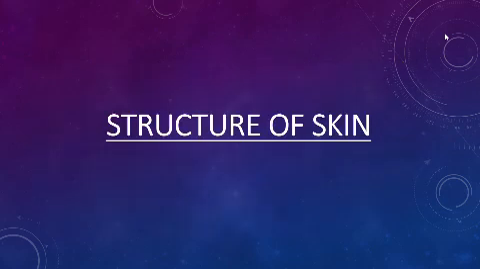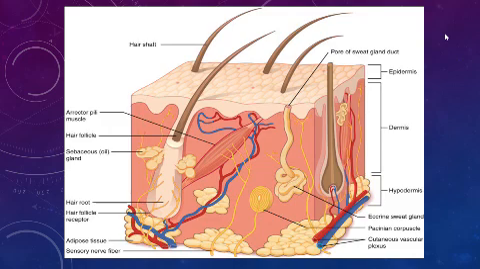Coming to the next slide, structure of skin. Observe the picture given here. This is the structure of skin. This part is called the epidermis, which is the outer layer. This is the dermis, the middle layer of the skin. The epidermis provides the skin tone. This is the dermis, and this is the hypodermis.